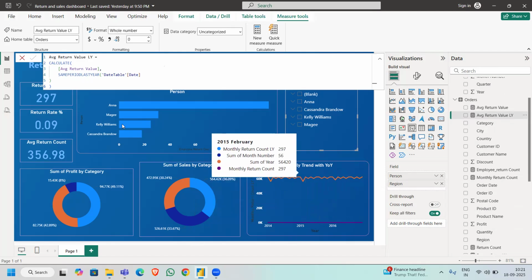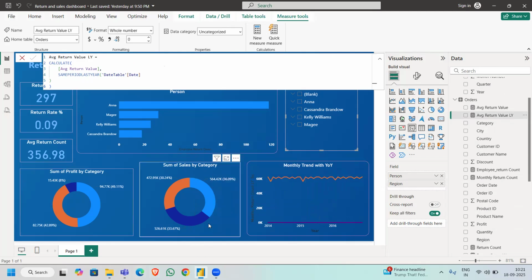By comparing the contribution of the last year, we could see if a particular employee's share of returns was rising. That insight helps management decide where training or support is needed. Ranking employees dynamically shows who improved and who had more returns compared to the previous year.